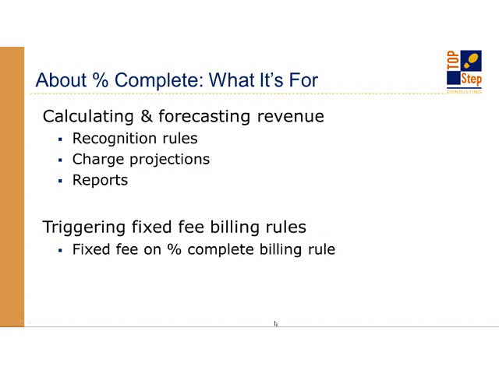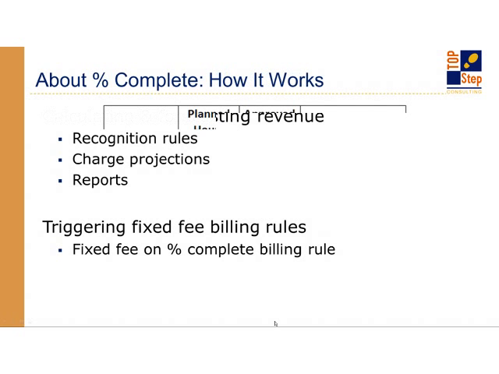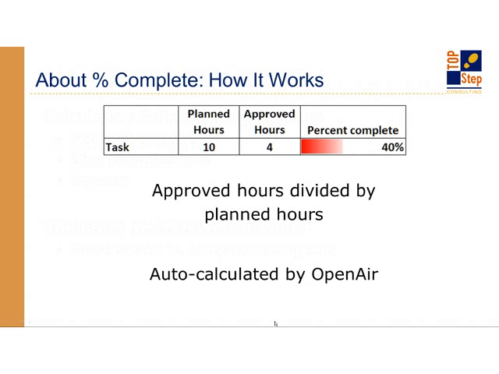Okay, so how does it work? How does the system calculate percent complete? It auto-calculates for you, and it's just as simple as approved hours divided by planned hours. Very, very simple. So it's not worked hours. It waits until those hours are approved, and then it will update that task in this very simple example. And you don't have to worry about it. You just look at it.